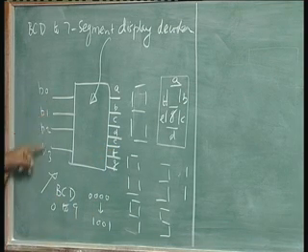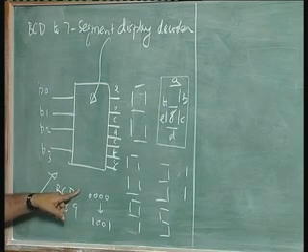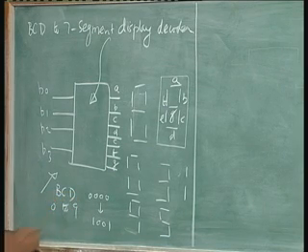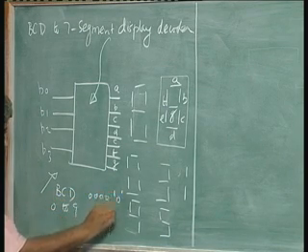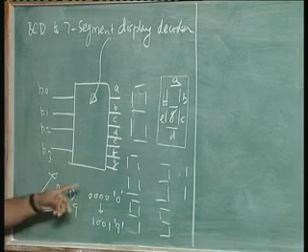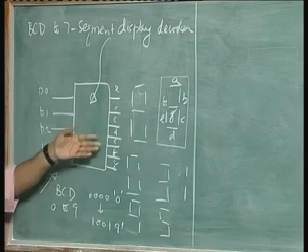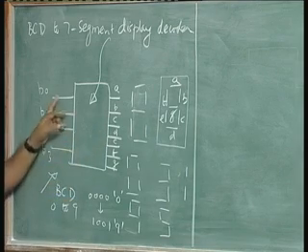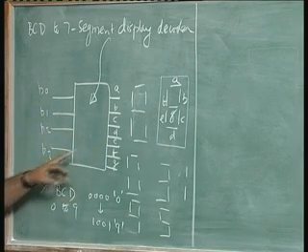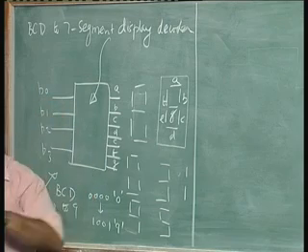Depending on the code of the number I give here, 0 to 9, the corresponding LEDs should light up. If I give 0, 0, 0, 0, I want A, B, C, D, E, F to glow, and G not to glow.